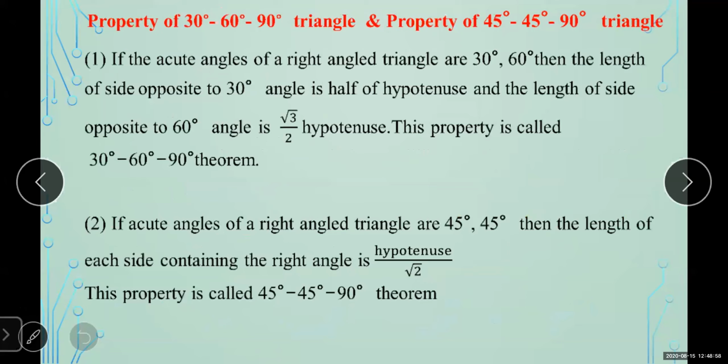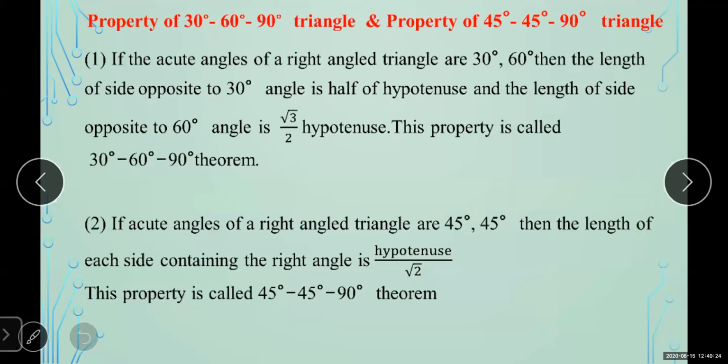So here are the property of the 30, 60, 90 degree triangle and the property of the 45, 45, 90 degree triangle. These are given in your textbook in the form of fill in the blanks or activity. Here we just read these statements and clear the concept. We will clear this concept in the next lecture. What is the statement for 30, 60, 90?